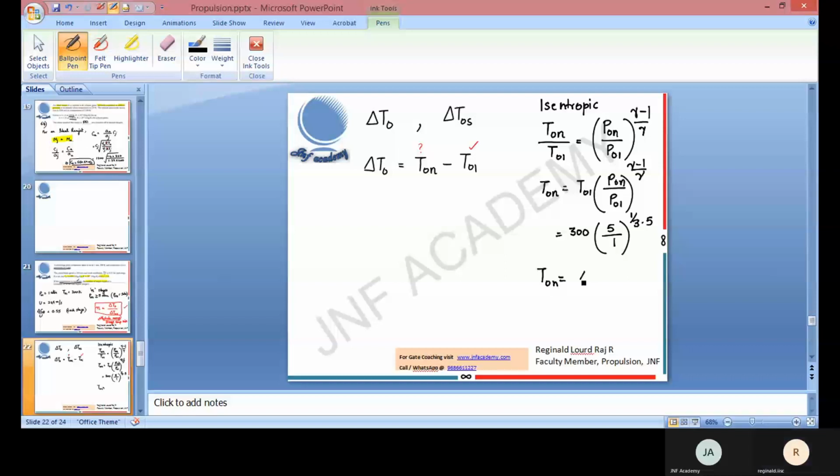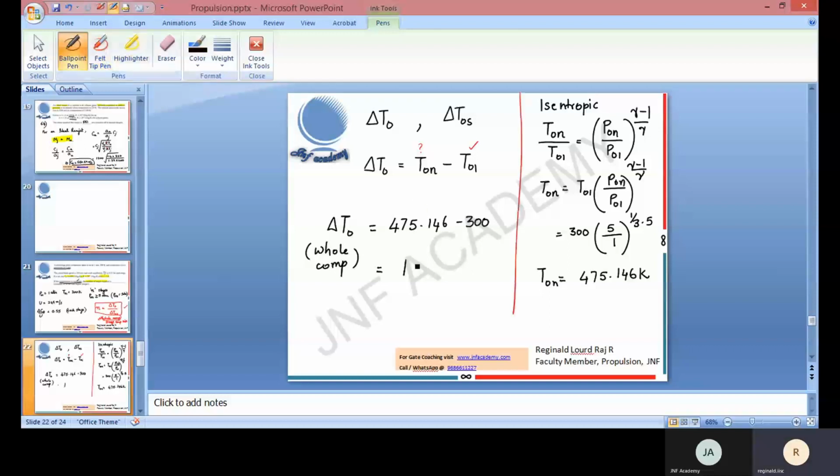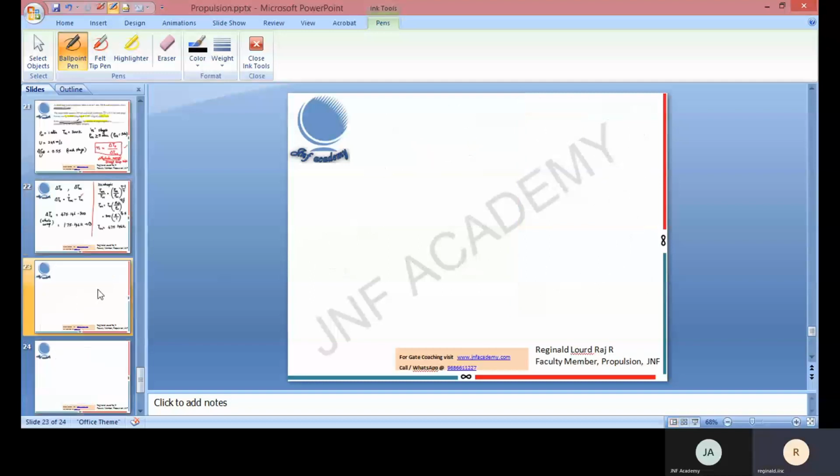T0n happens to be 475.146 Kelvin. Okay. Now you can find delta T0 for the whole compressor. This happens to be 475.146 minus 300, which is equal to 175.146 Kelvin. So this is the first information that you have to find. Very simple. For the whole compression, it is isentropic. So you can use isentropic relations because you know the final pressure. It should be greater than or equal to 5. I've taken it equal to 5 and found what should be the final temperature. This will be the minimum temperature that you have to get in the end. So the minimum temperature rise for the whole compressor has to be 175.146 Kelvin.